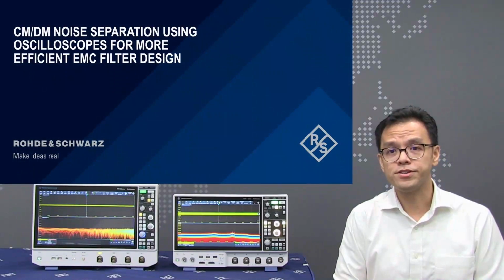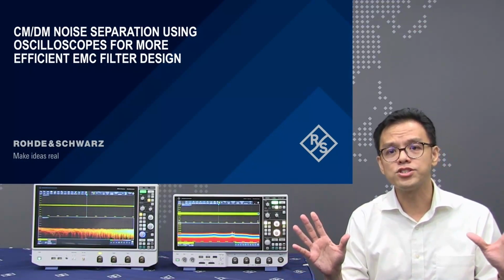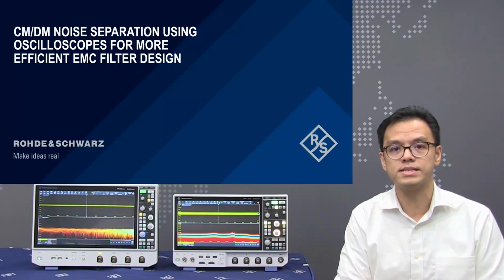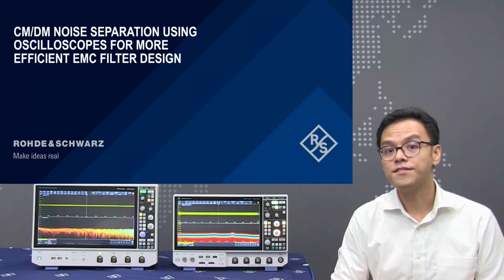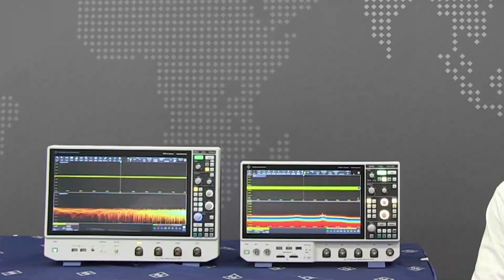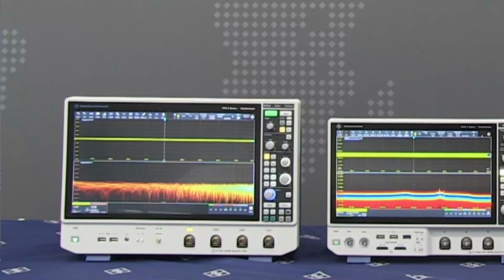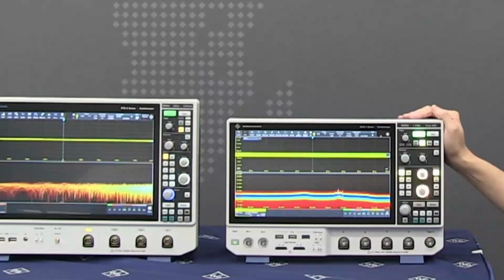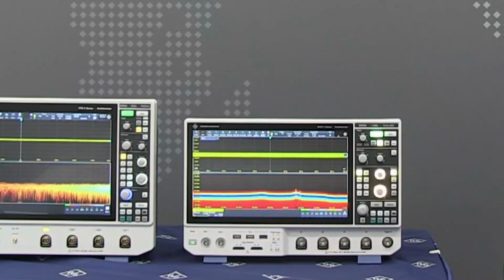Our focus today revolves around the separation of common mode and differential mode noise using oscilloscope to enhance EMC filter design, resulting in faster and more efficient outcomes. As you can see on the far left, I have with me the powerful Rhode Schwarz RTO06, known for its lightning fast FFT update rate. And right beside it, we have the newer MXO4, boasting an even faster FFT speed.